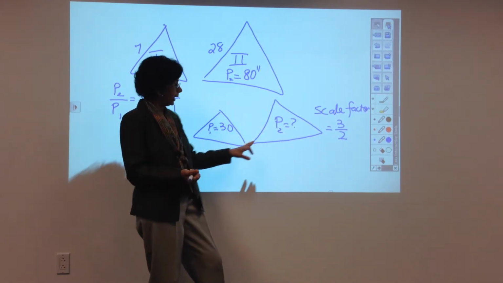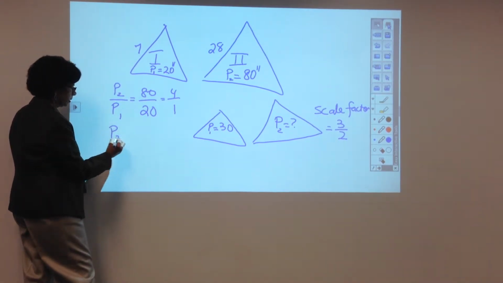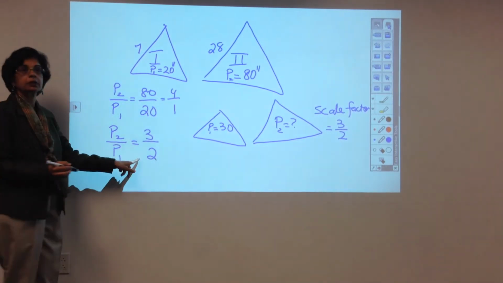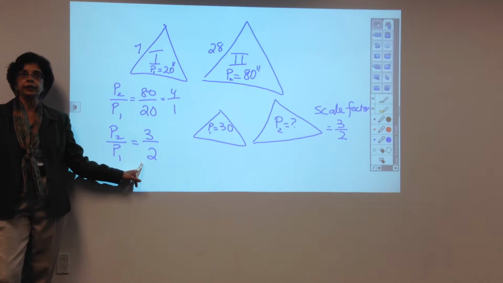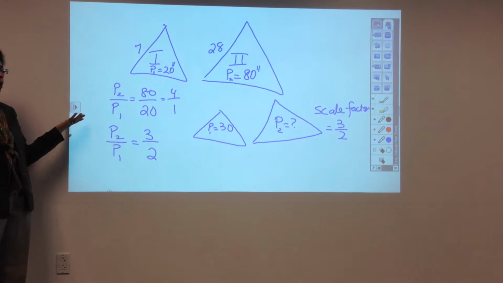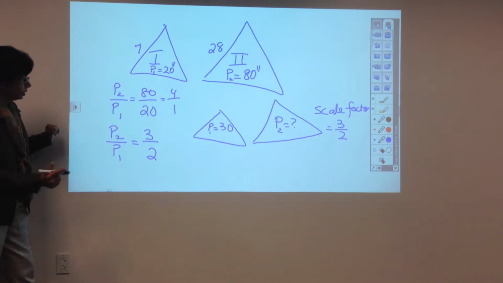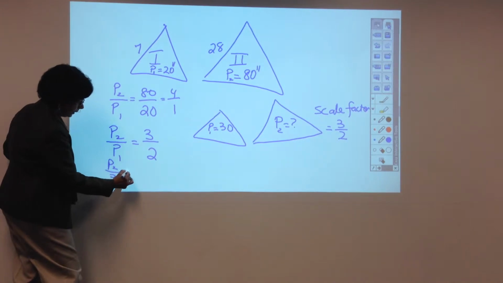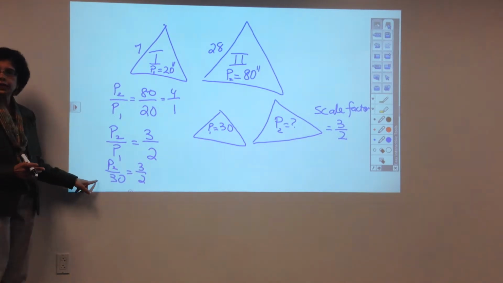So if I write my formula down, I have to make sure I write it in the correct order, because P2 over P1 equals 3 over 2. Do you agree with this? Because we found out that the ratio of the perimeters is the same as the scale factor. Are you good with that? And then, which one do we know? 30. So we plug in here, P2 over 30 equals 3 over 2, right? So what do we do to both sides now?